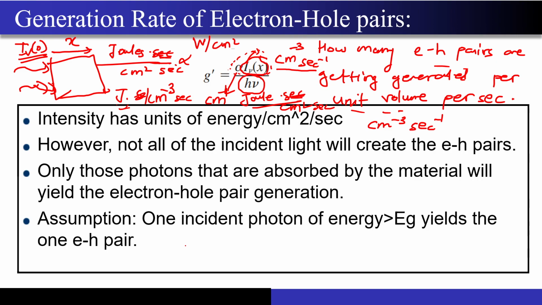And so this is the assumption that we have used. One incident photon of energy greater than Eg yields one electron hole pair, right? It does not matter whether it has the energy 5 times the Eg or 10 times the Eg, right? The rest of the energy is just going to get dissipated in the semiconductor material, right? So whatever I have written over here, these are the same things that I just explained to you. So I hope you won't forget this formula, right?